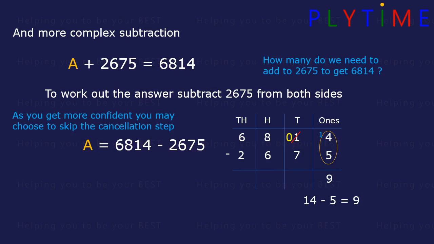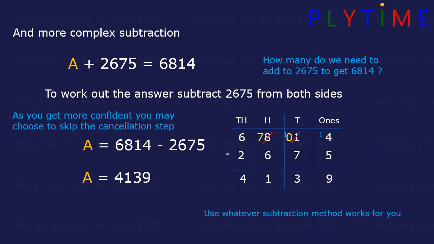Then we can move to the next column. 0 minus 7 we can't do, so we need to go to the next column and exchange for 10 units. 10 minus 7 is 3. Then the next column, 7 minus 6 equals 1. And finally the thousands column, 6 minus 2 equals 4. So A equals 4,139.